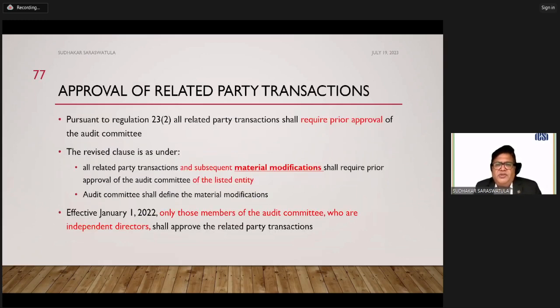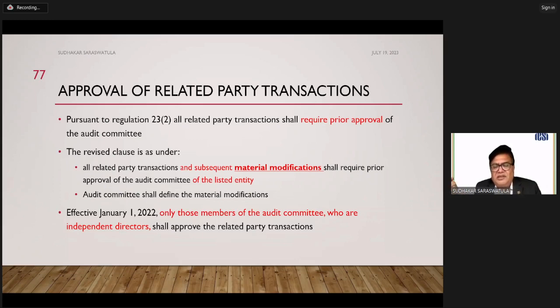And now, pursuant to Regulation 23(2), all transactions shall require prior approval of the audit committee. This is what I said, that earlier there was a confusion. My interpretation is that when you say approval is required, what does it mean? It is always a prior approval. How can you say it is a post facto approval? If it were the intention of the regulator or the draftsman, he would have written that post facto approval will also be good. Why is prior approval required?